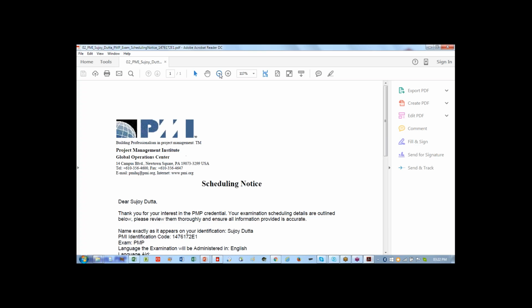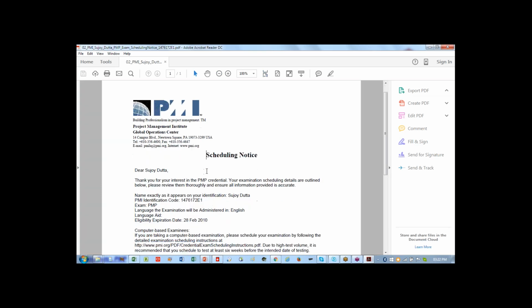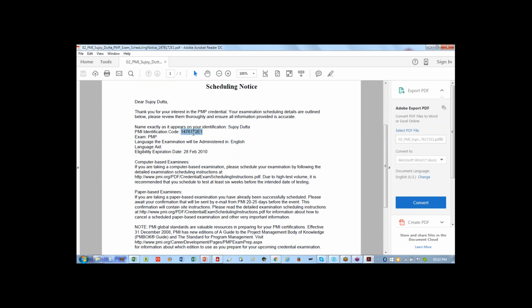Once you get the green flag, it looks like this. What you get is a PMI identification code. So how do you get it? First of all, you become a member, submit your exam application. It goes through the audit process. You pay the fee, and after that you get this scheduling notice.